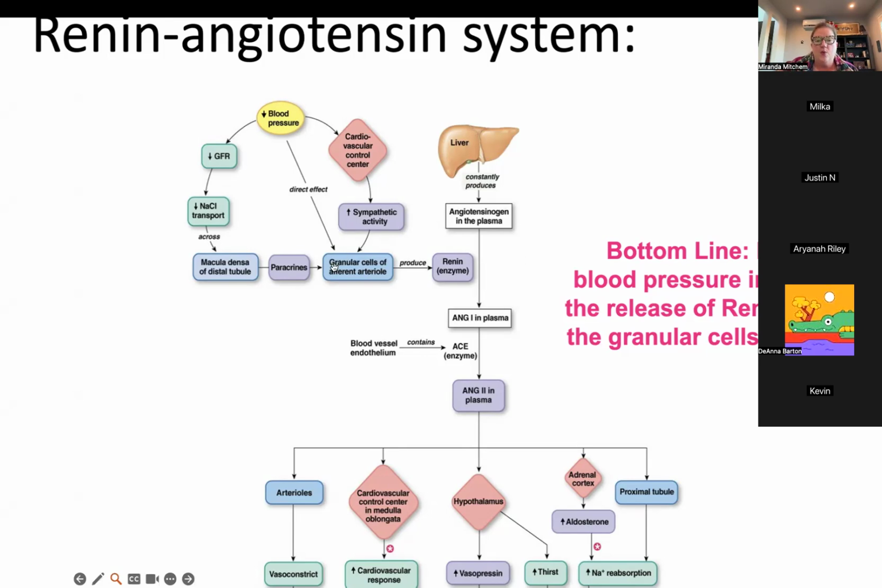The way that we feed into this next pathway, so this is the sensing pathway, essentially, sensing and then the response pathway. Once we get that renin produced, the liver makes angiotensinogen, and that's circulating in our plasma. When renin is present with the angiotensinogen, it converts it to angiotensin 1. And then the ACE enzymes make angiotensin 2.